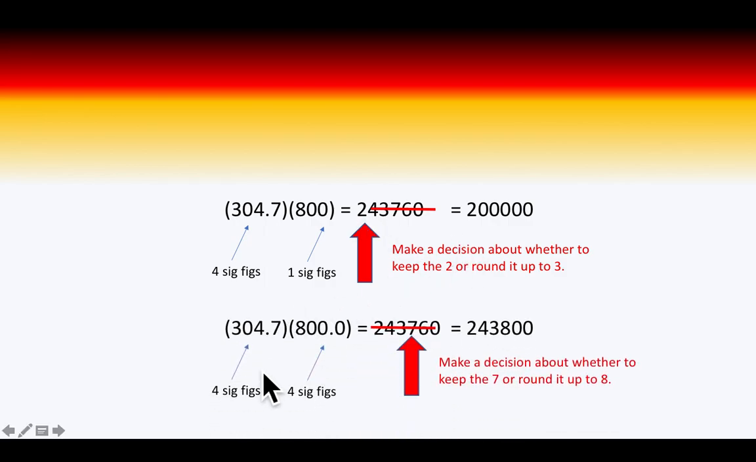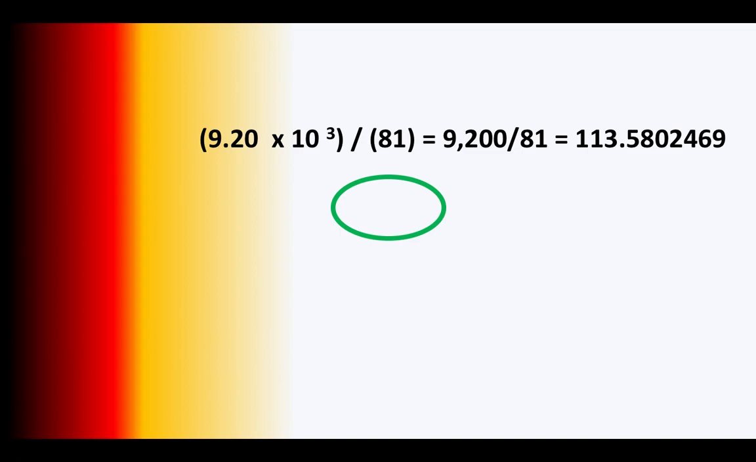Now let's look back at the problem we looked at before, where these are both 800. However, this is 800 with 1 sig fig, and this is 800 with 4 sig figs, and it really impacts the answer quite a bit. It was generally the same numbers in the multiplication, but the significant figures really impact the reported final value.